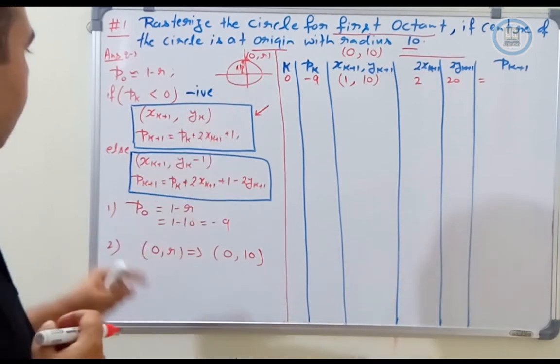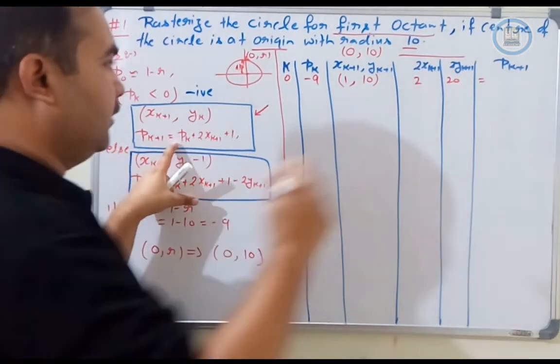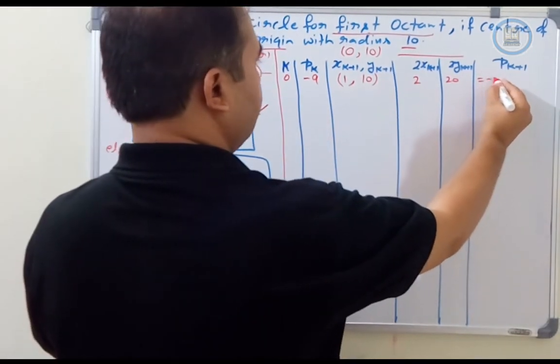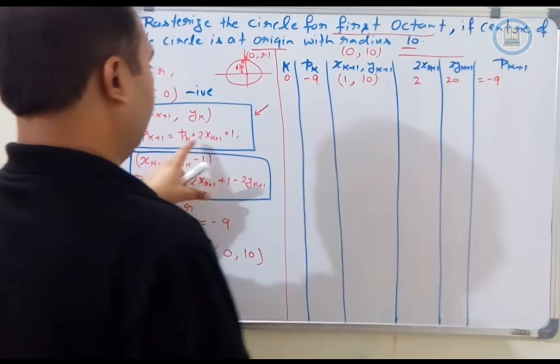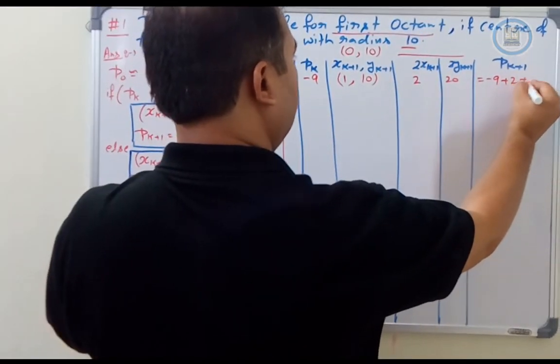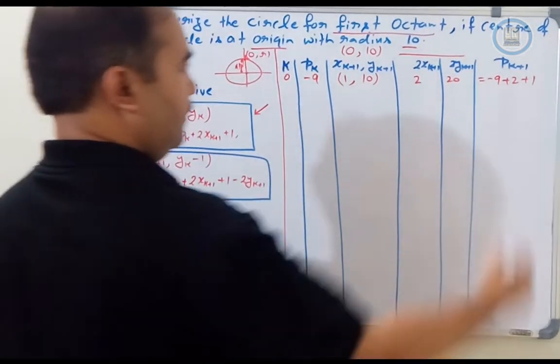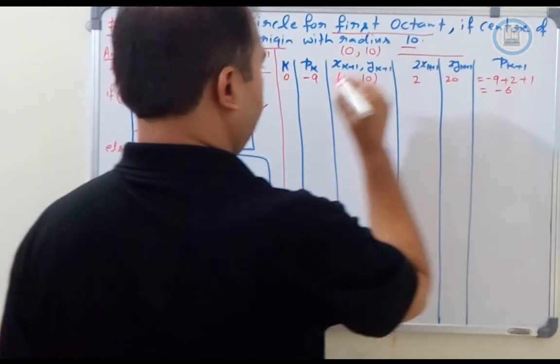So pk plus 1, what is pk plus 1? The pk plus 1, we will use this value, that is pk. Pk is minus 9 at this time. 2xk plus 1 plus 1. 2xk plus 1 is 2 and 1 is 1. So this value will be minus 6 at this time.